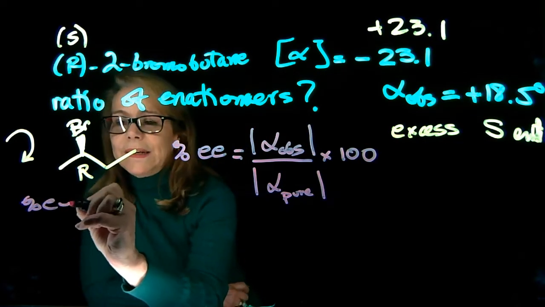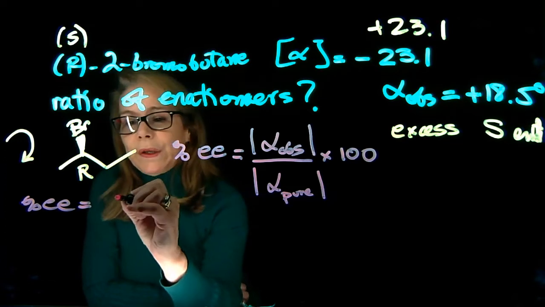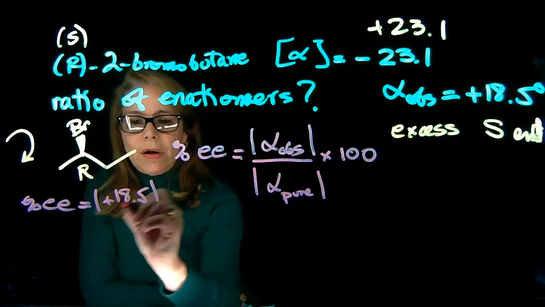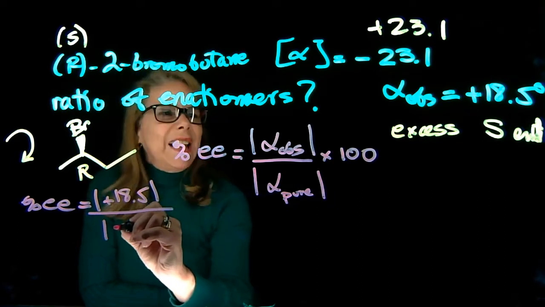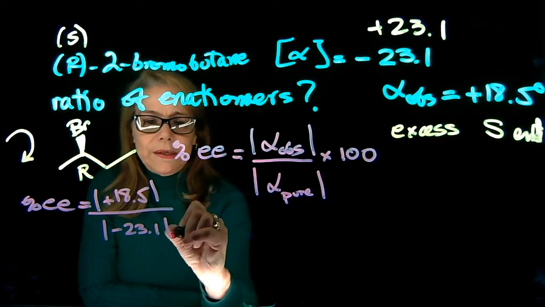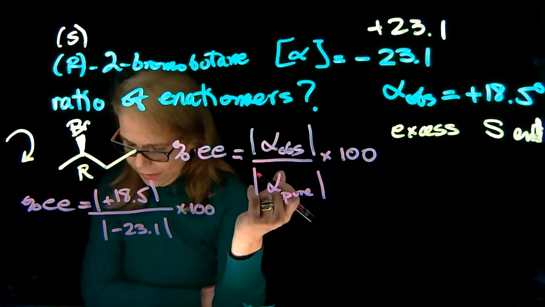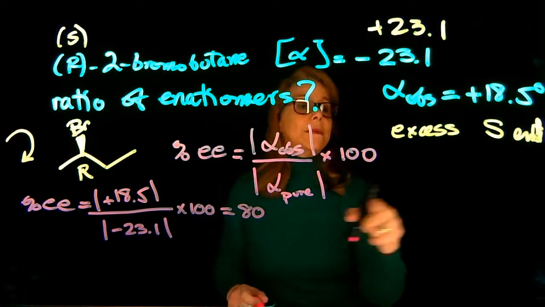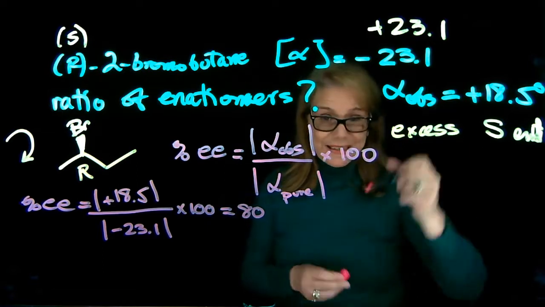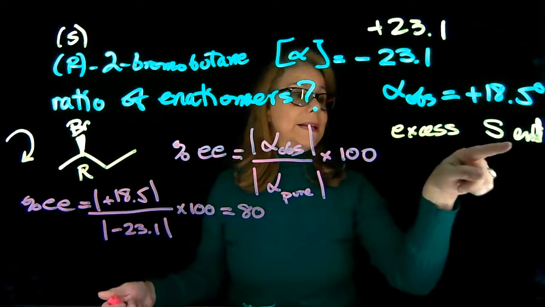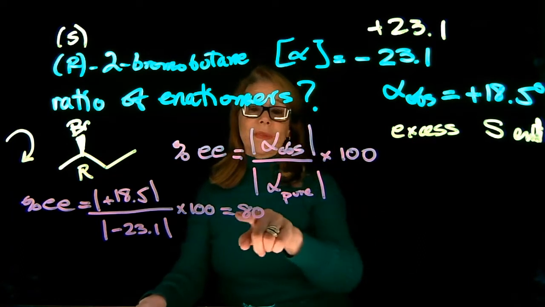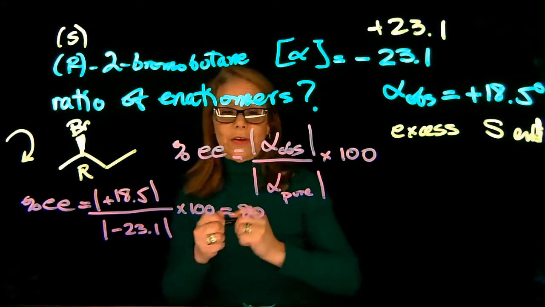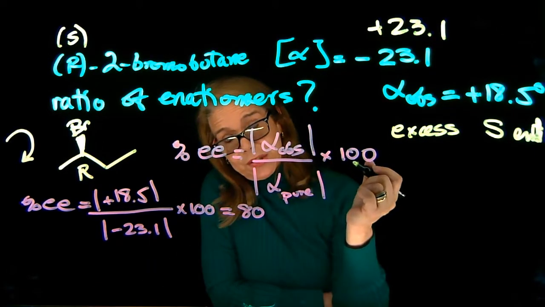So the percent enantiomeric excess this time is going to be 18.5. Again, I'm just going to put the bar so you remember it is absolute value. And then 23.1 here, and then times 100. And that gives you 80. So we have 80% more of the S. Remember that by the sign, we have already determined that the S enantiomer was in excess. How much in excess? By 80%. So now we're going to use this to calculate the composition of the mix.